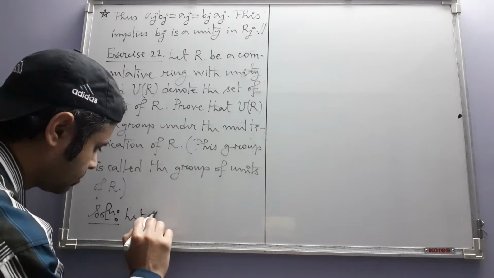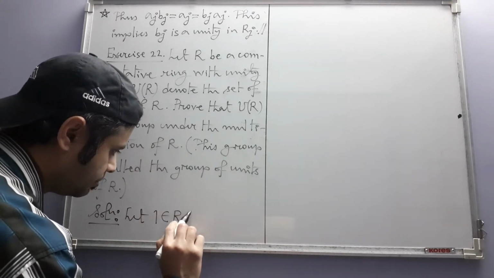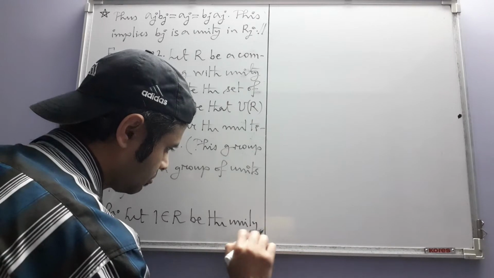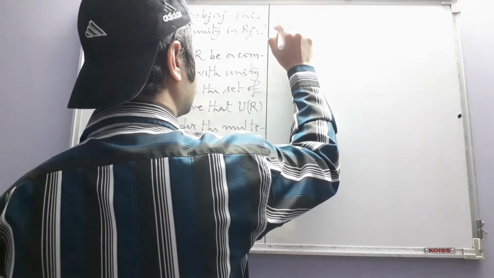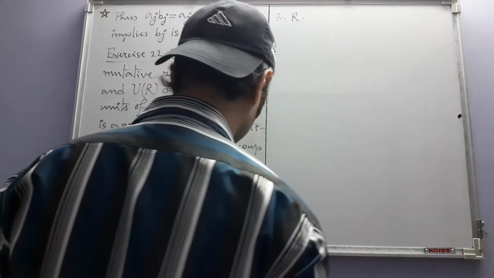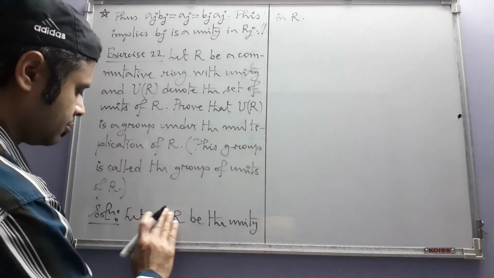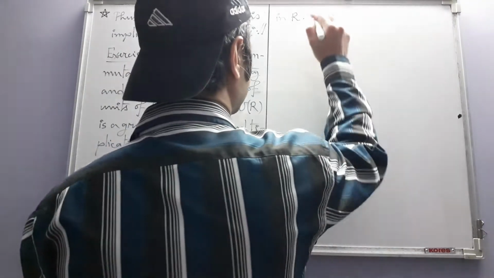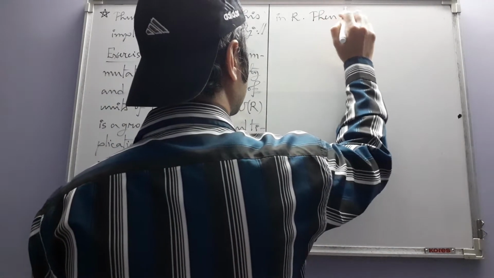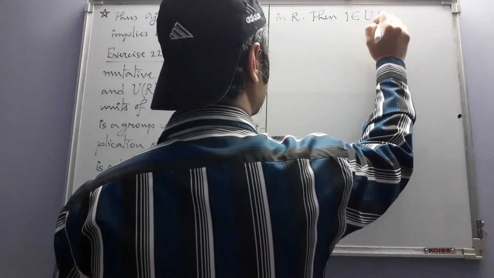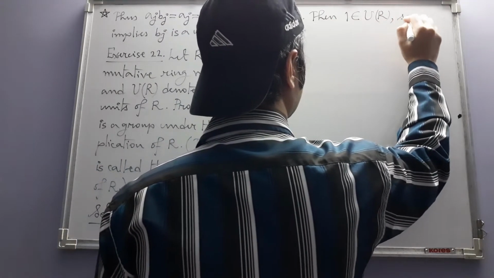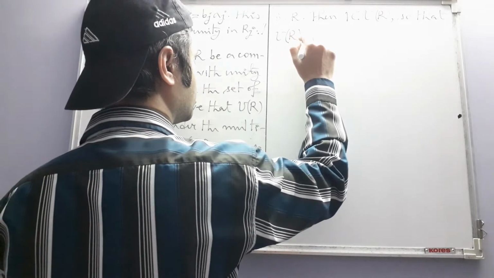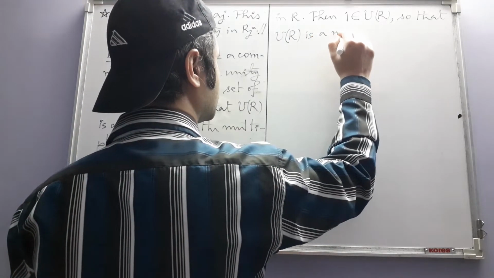Let 1 belonging to R be the unity in R. Okay, we are already writing the unity in R, so there is no need to write belonging to R. Let 1 be the unity in R. Then 1 belongs to UR, so that UR is a non-empty set.